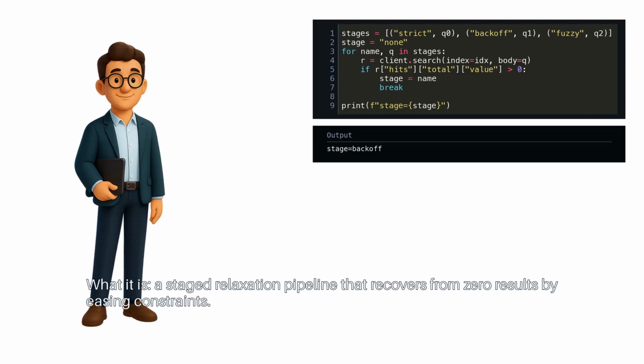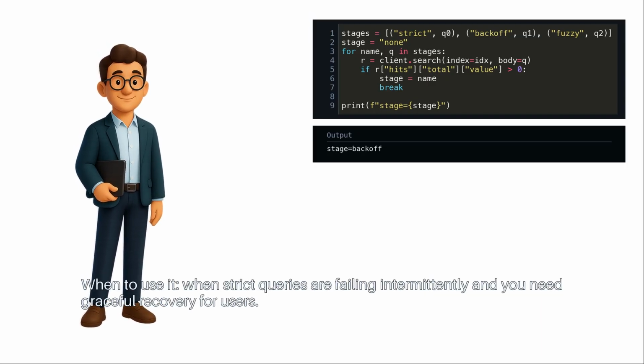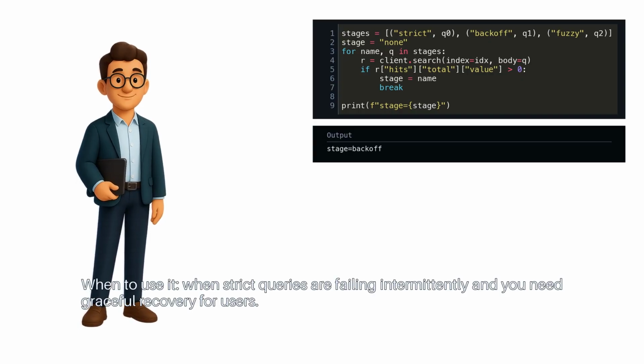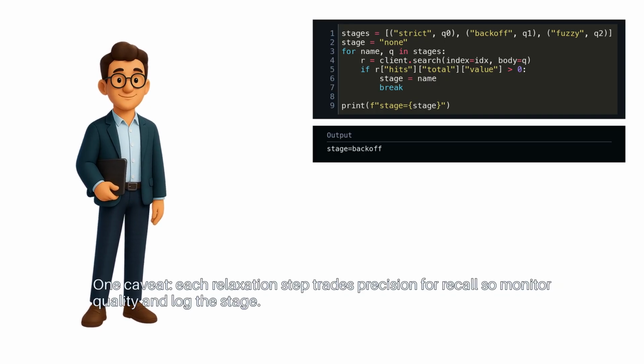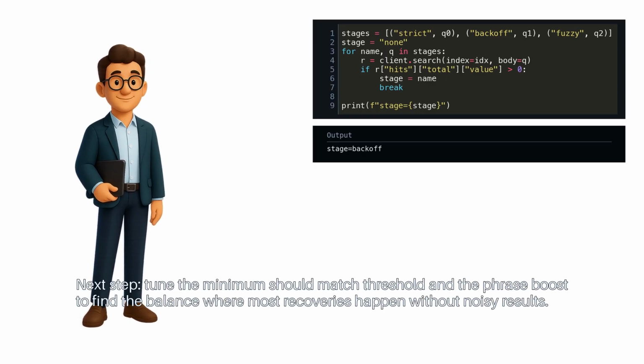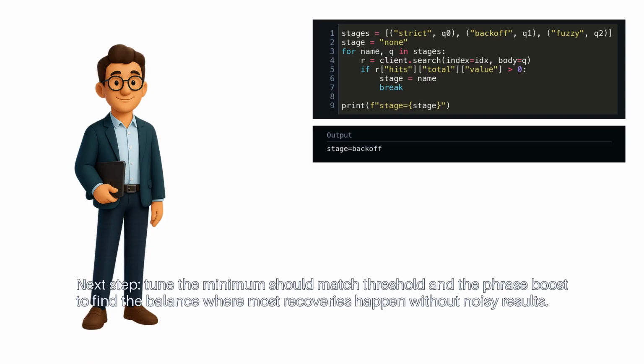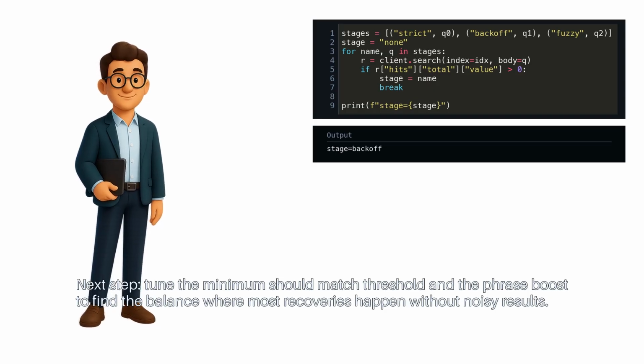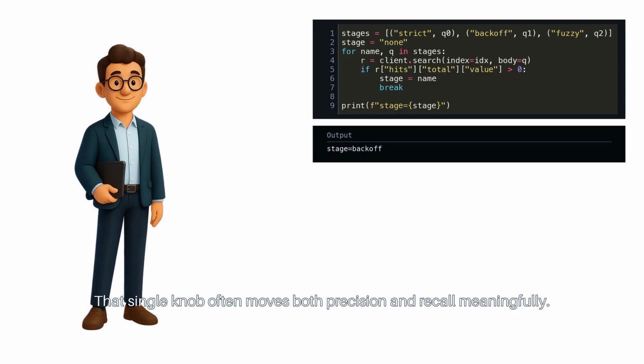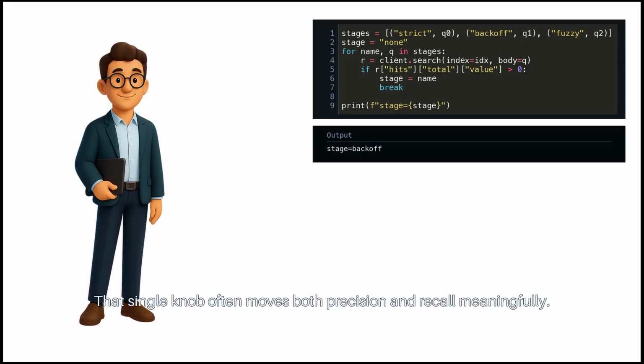Recap what it is: a staged relaxation pipeline that recovers from zero results by easing constraints. When to use it: when strict queries are failing intermittently and you need graceful recovery for users. One caveat: each relaxation step trades precision for recall, so monitor quality and log the stage. Next step: tune the minimum should match threshold and the phrase boost to find the balance where most recoveries happen without noisy results. That single knob often moves both precision and recall meaningfully.